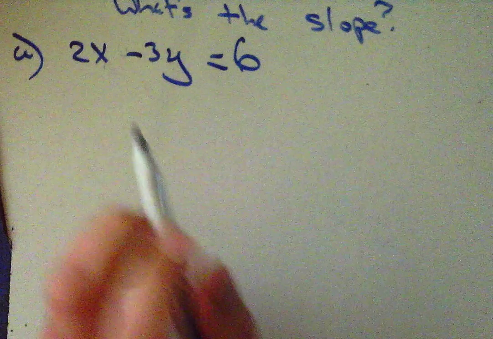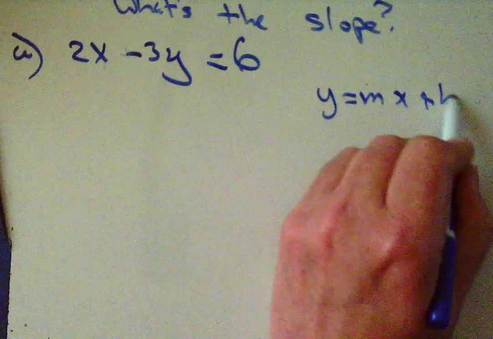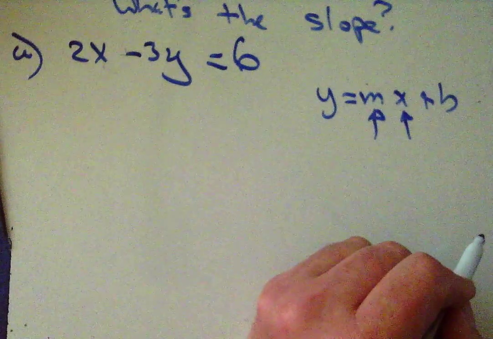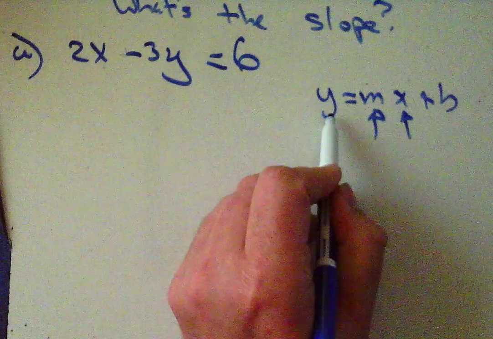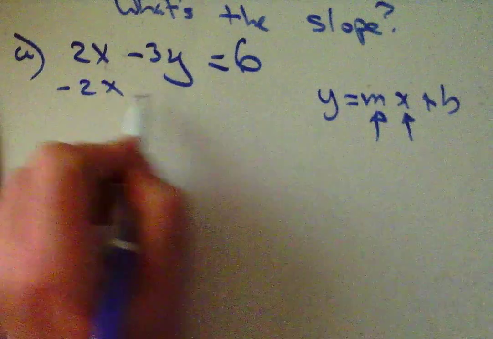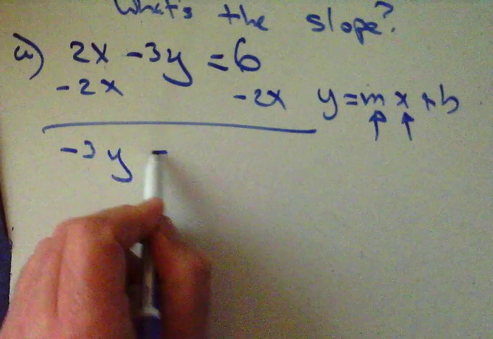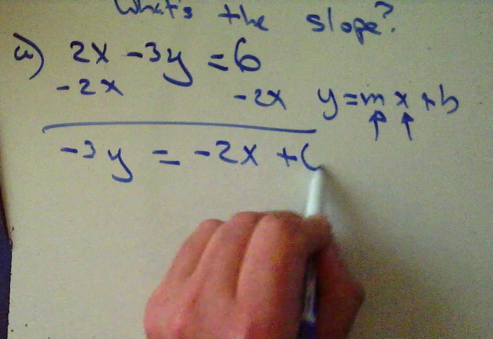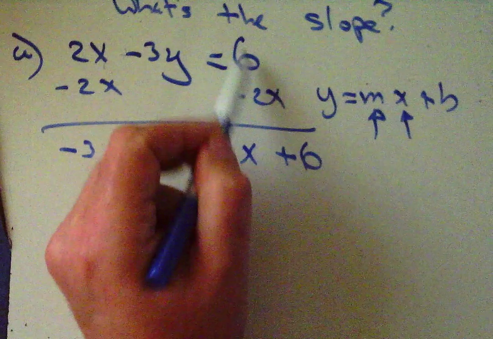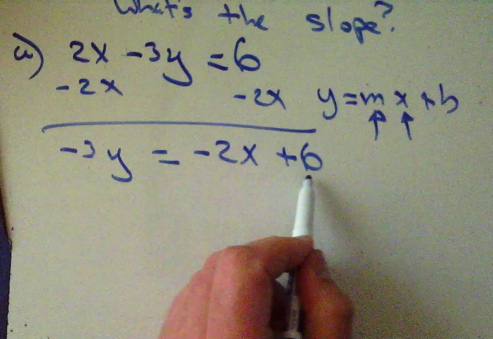Okay, so in order to find slope, I need slope-intercept form because that number in front of the x is going to be my slope. That means I have to get y by itself. So to get y by itself, I'm going to subtract 2x from both sides. Minus 3y equals negative 2x plus 6. Notice this doesn't have an x, so I can't combine it with the 2x because there's no x there. All I can do is write it like this.